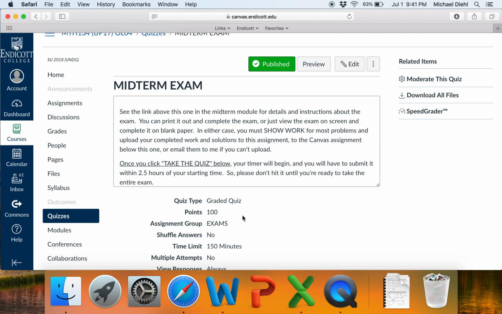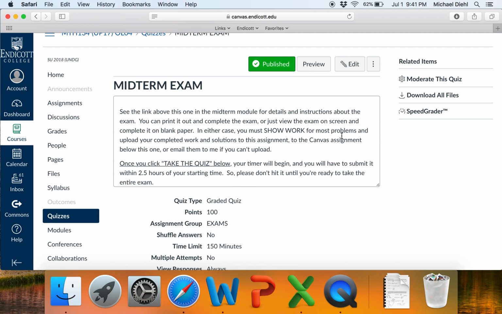Now, the only difference between the midterm and the final, as compared to the weekly quizzes, is this: for the weekly quizzes, when you say take the quiz, you just start taking the quiz right here on the screen, punch in your answers, and you're done. But for the midterm and the final, when you click take the quiz, you're taken to a page that basically just has a PDF of the exam. So you're not actually going to take the exam in Canvas. You're instead just given access to that file. You can open it up and keep it on your screen, or if you want to print it out, you can print it out. And then you're going to do the exam.